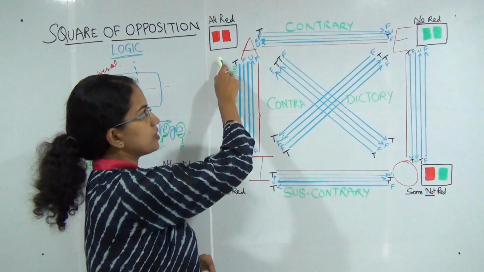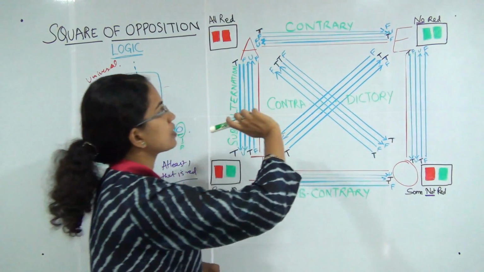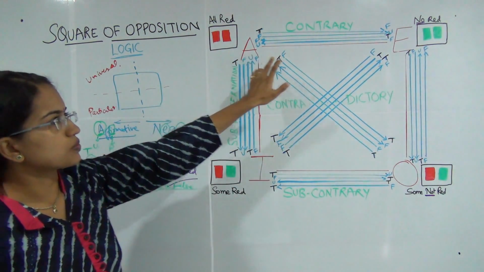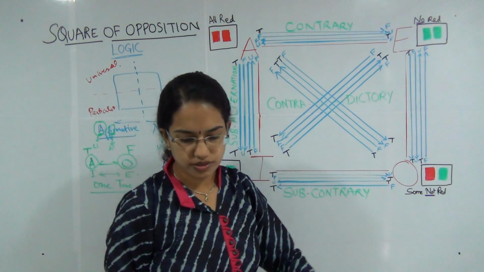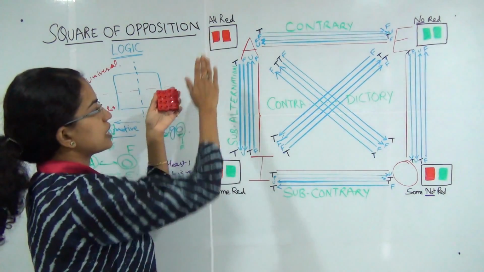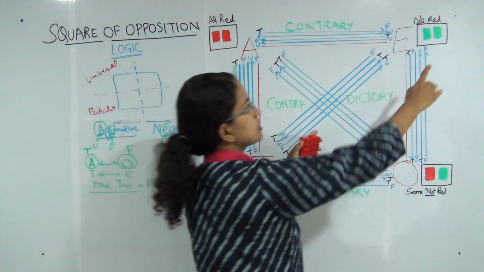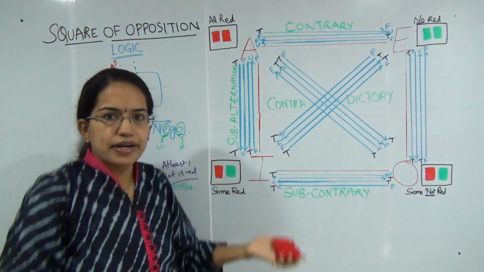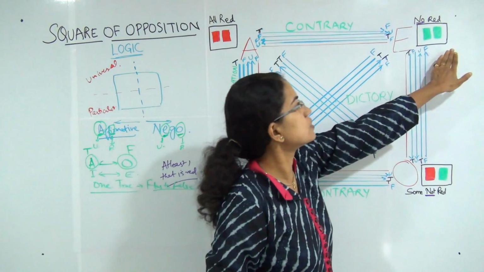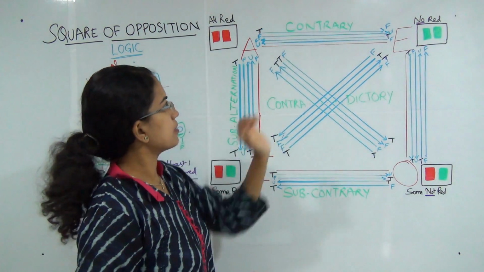It follows between a universal affirmative set and a universal negative set. So under this approach, if I say A is true, that means E has to be false. For example, I have two blocks. If I am saying all blocks are red, this is a true statement. That means no block is red is automatically a false statement. So if this is true, this has to be false. This is the first thing that we note under the contrary approach.